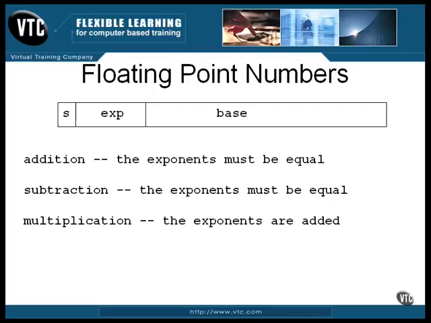With multiplication, the base values are multiplied. The exponents are added together. The resulting base could well result in more digits than can be stored, so some precision can be lost. With division, the exponents are subtracted, and the division of the base values have similar rounding problems to the ones with multiplication.